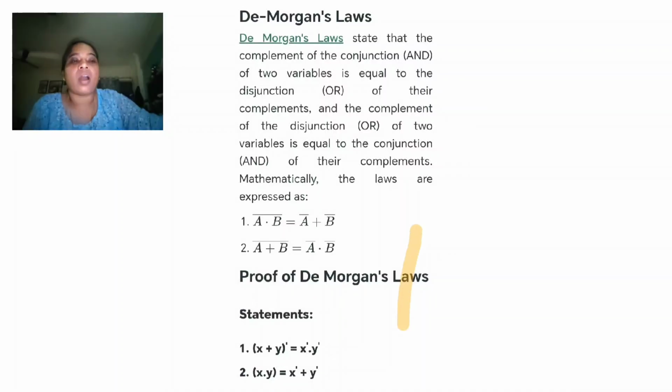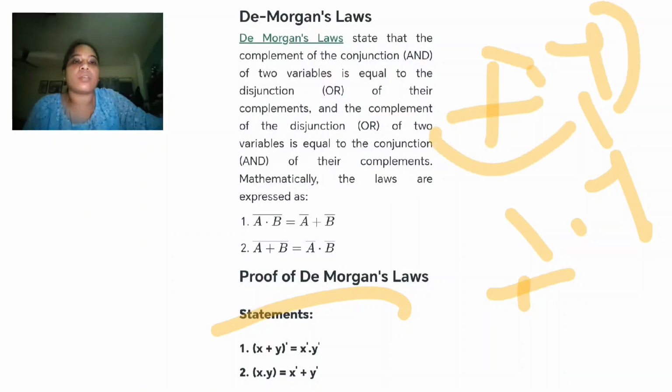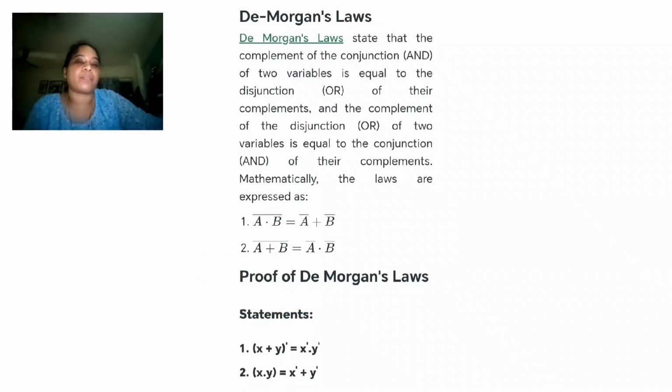So now how can we prove this statement? Here you can see they have given the calculation x plus y dash the whole dash, and the expression is x dash dot y dash, right? Another example they have given is x dot y the whole dash, which gives x dash plus y dash, because we are going to change the operator, not the operand. So that is the usage of De Morgan's theorem.